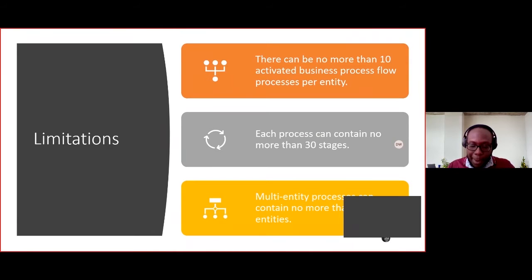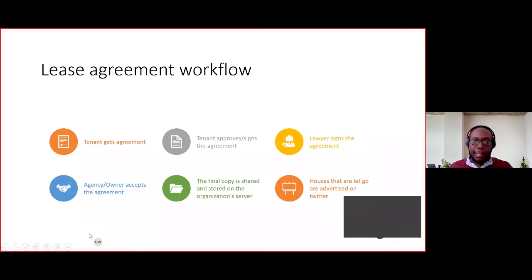Once the agreement has been shared and the tenant has agreed to it and sent it back, then it goes back to the lawyer for an approval, and then the agency/owner also gets the ability to accept the agreement. After that the final copy is shared on the organization's server, and if any house is let go, then you can advertise this via Twitter.